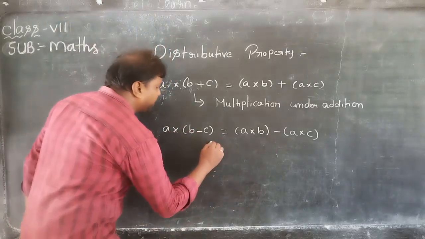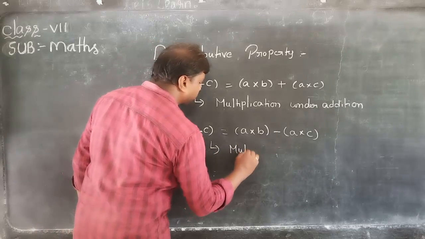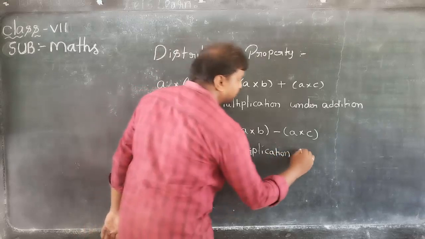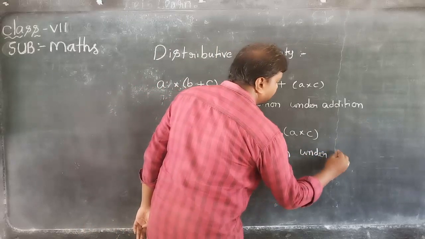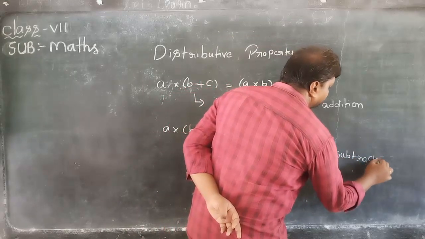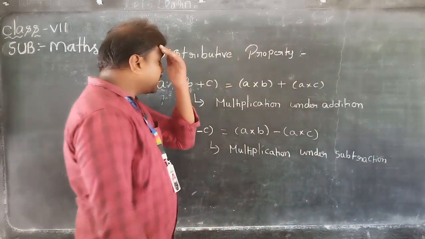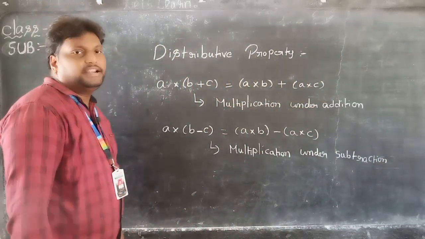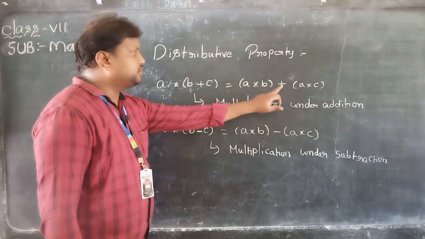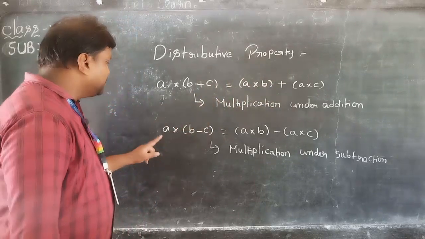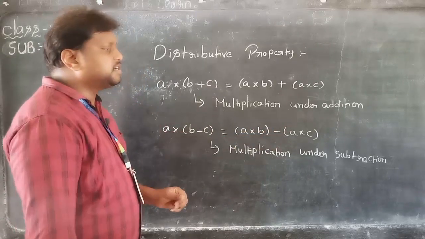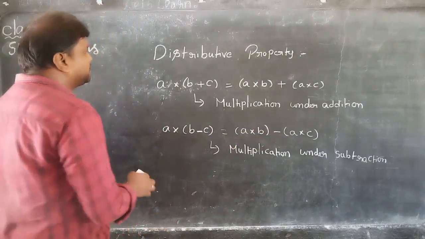This is multiplication under subtraction. This is the distributive property. For any three integers, the distributive property is a into b plus c is equal to a into b plus a into c. This is multiplication under addition. Next, a into b minus c is equal to a into b minus a into c. This is multiplication under subtraction. Okay, now we'll take one example.